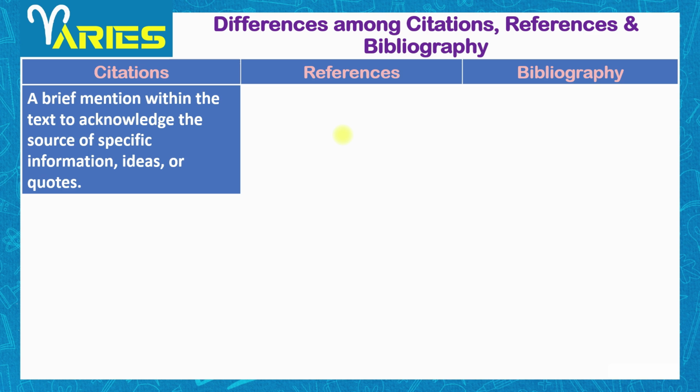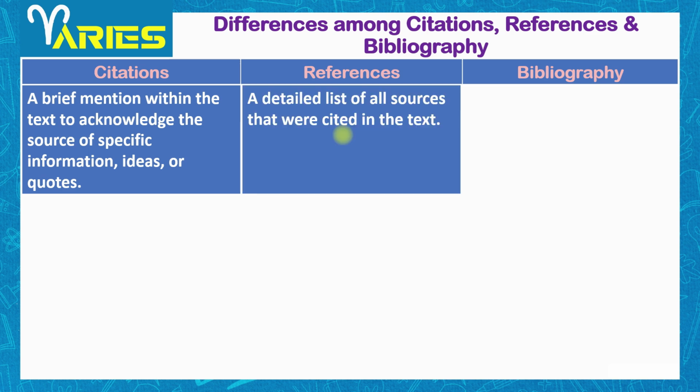To know about citation, a citation is a brief mention within the text to acknowledge the source of specific information, ideas, or quotes. So while you are writing a particular text, and within that text you want to mention the source from which you have taken that reference, that will be mentioned as a citation.